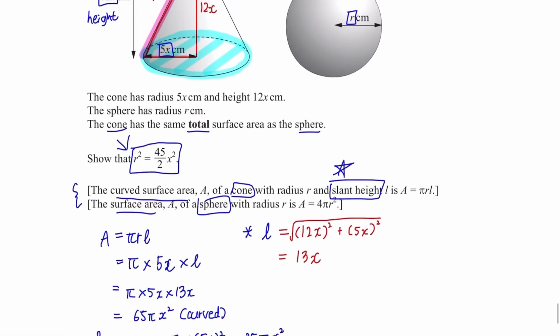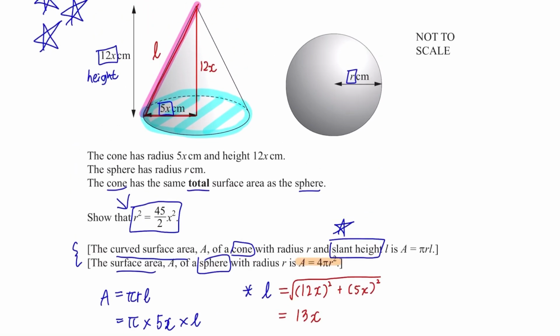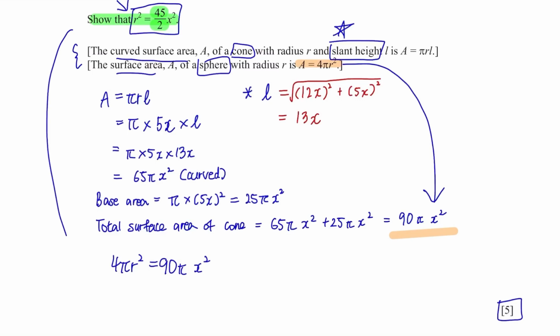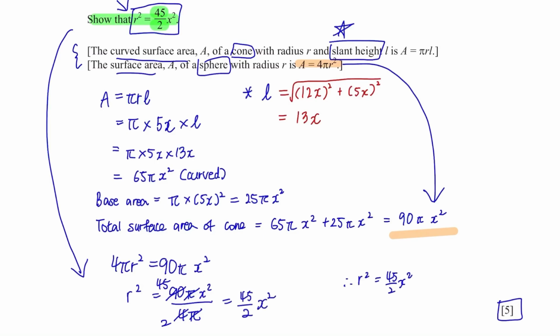For the sphere, A equals 4 pi times r squared. R is just r for this. Okay, and they said the cone has the same total surface area as the sphere, which means this equation equals 4 pi r squared. We need to show that r squared equals this. Simplify them and you'll get 45 over 2x squared.